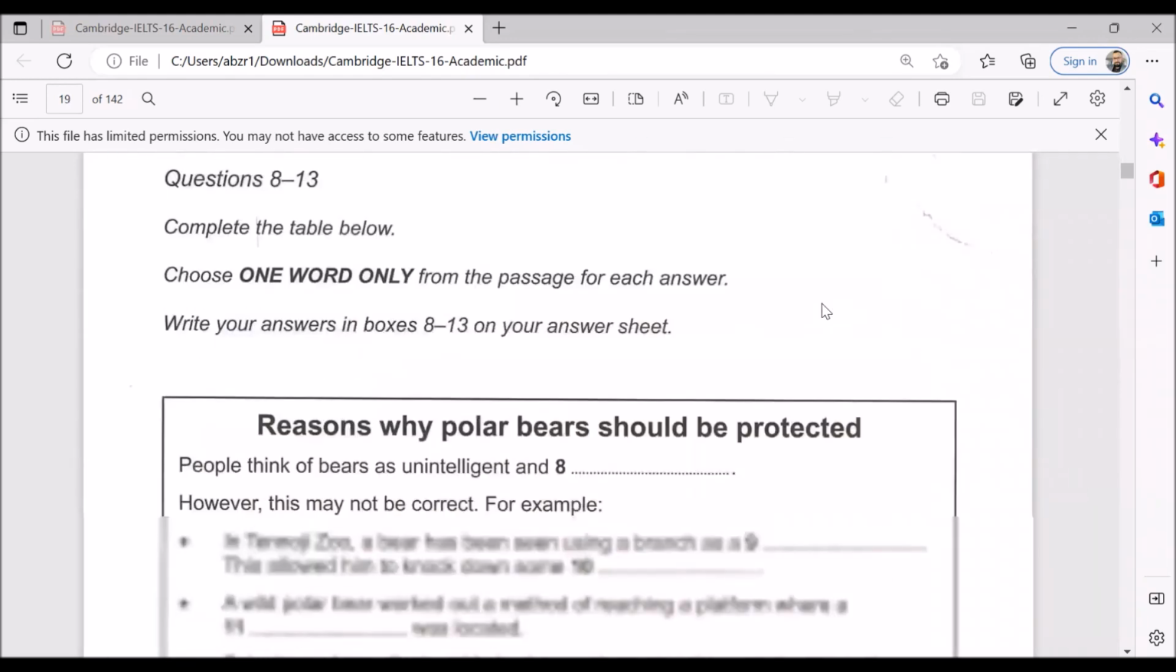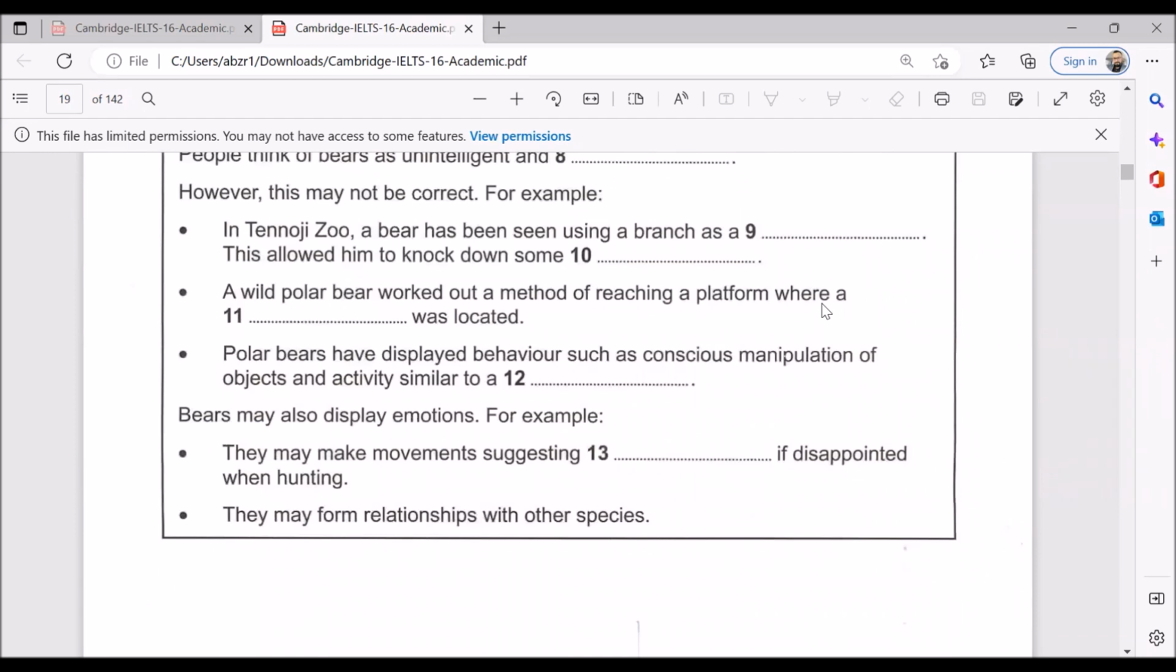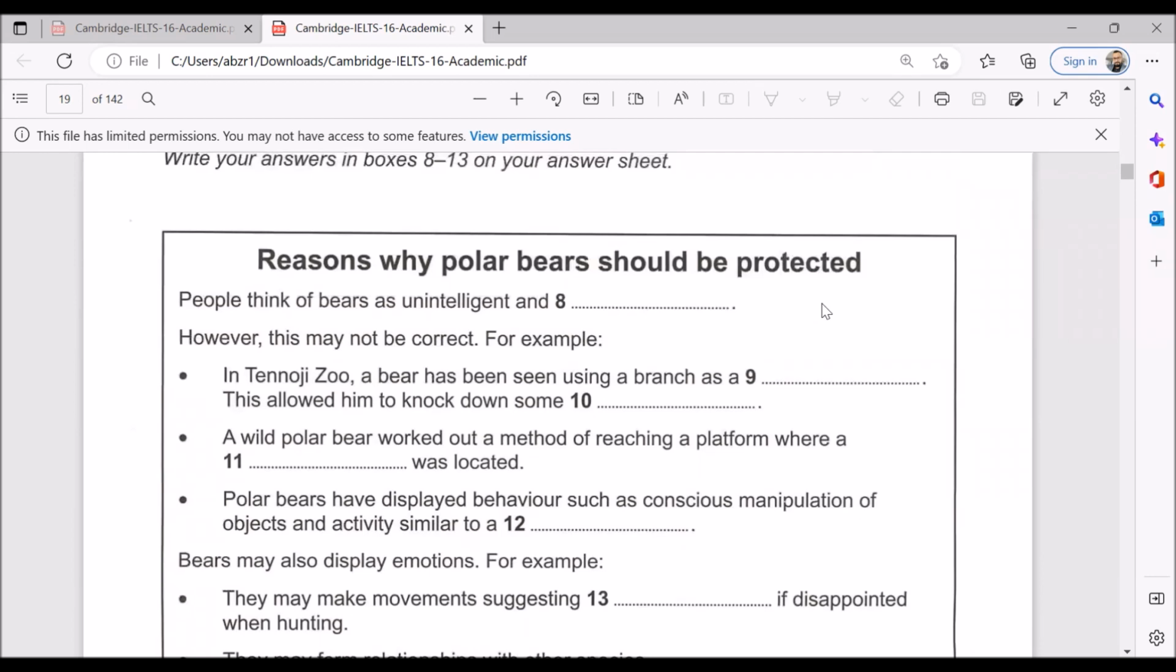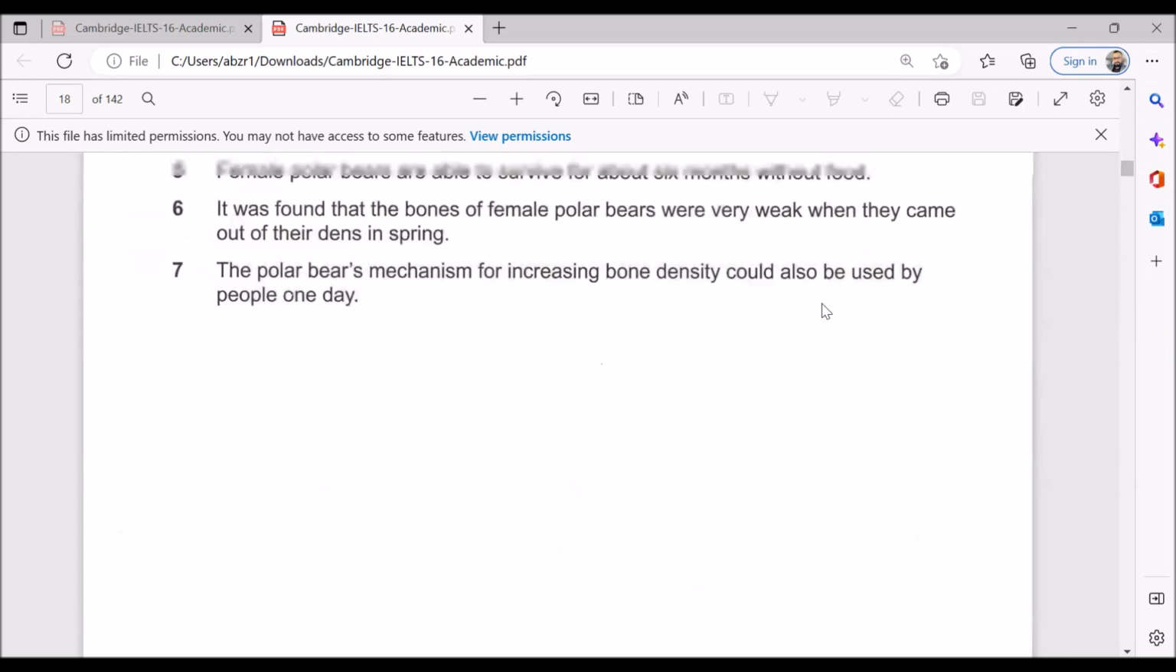Moving on toward question number 10, we have already answered question number 10. We have to answer question number 11 now. A wild polar bear figured out a method of reaching a platform where a dash was located. Okay, he's going to jump to some place, and he has figured out a method, and he must be applying one method to reach some place where something was located, or any person was located. Let's look at the information.